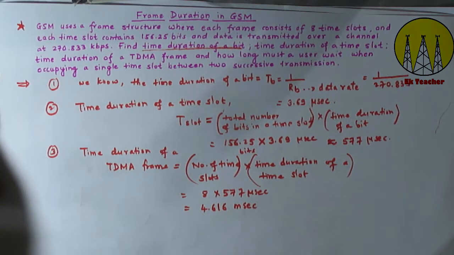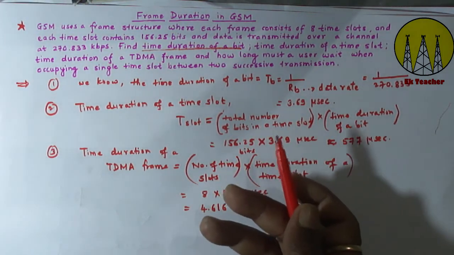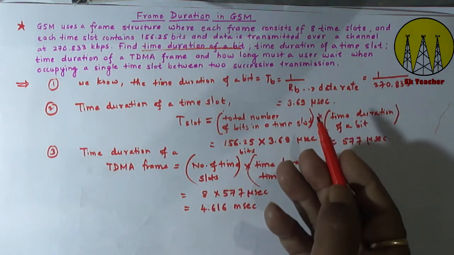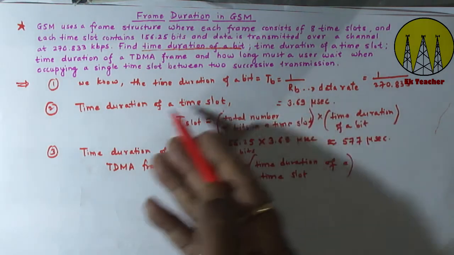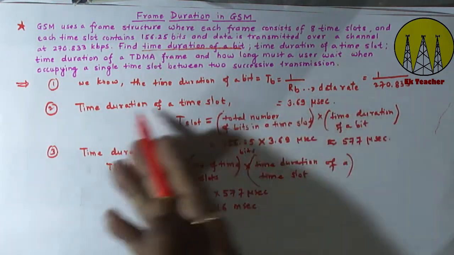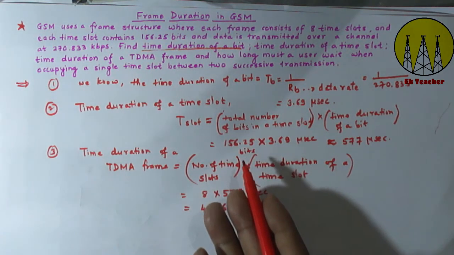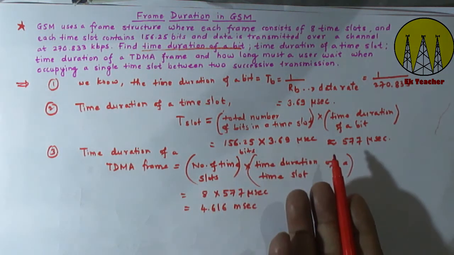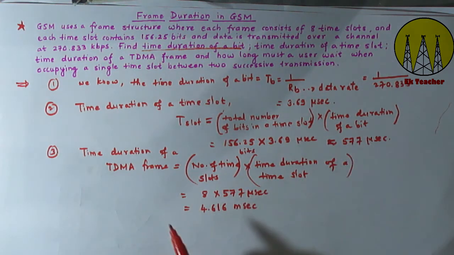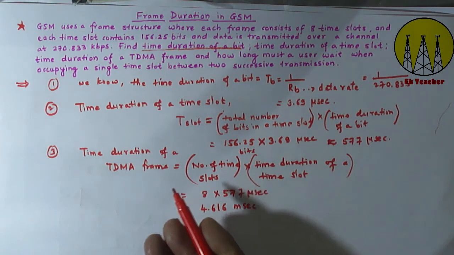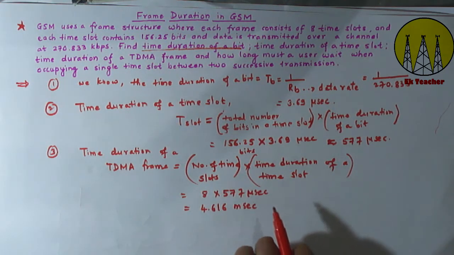So in this way you can get the time duration of a bit. We know the time duration of a bit is the inverse of the bit rate. And the time duration of a time slot you can calculate by using the total number of bits in a time slot multiplied by the time duration of a bit, and you can simply find the time duration of a TDMA frame by multiplying the number of time slots by the time duration of a time slot.